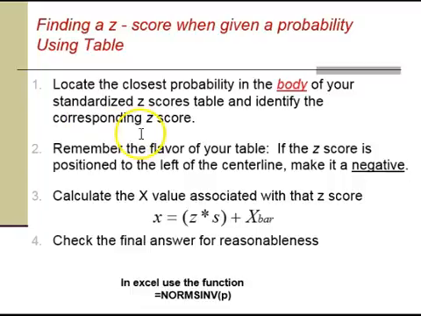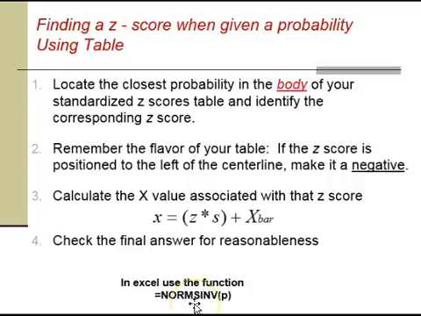The first thing we have to do, if we're using the standard normal tables, is find the probability that we're looking for within the body of that table. Once we find that probability, we can see the z-score that's associated with it, and then just rearrange the formula so that we're solving for x. So we now know the z-score, the standard deviation and the mean, and by plugging that in, we can figure out the value associated with that given z-score.